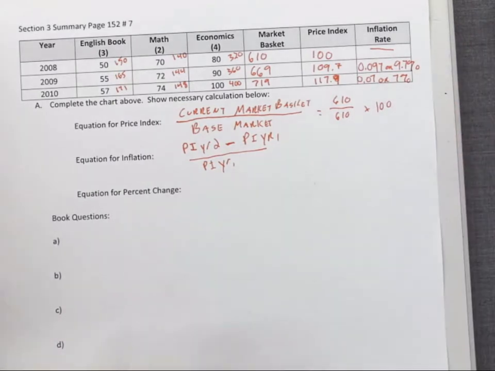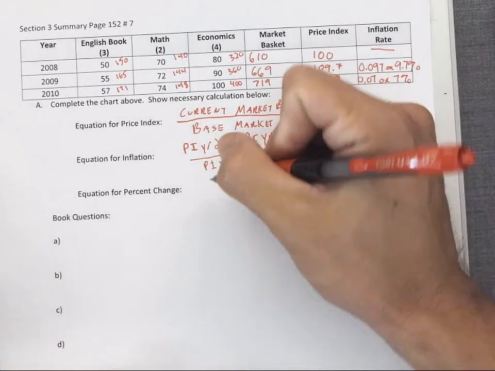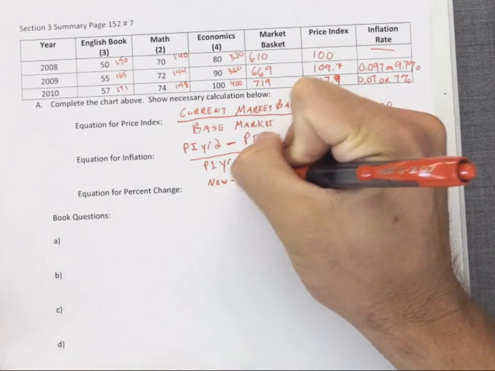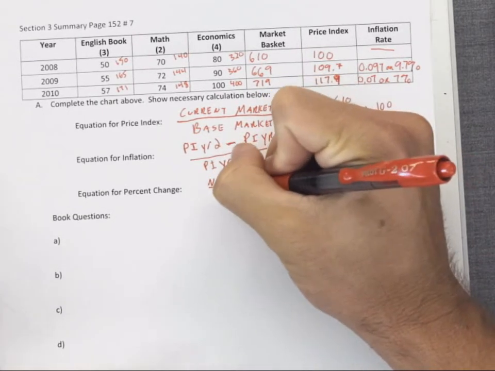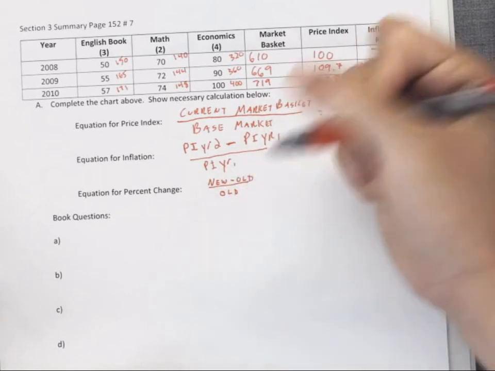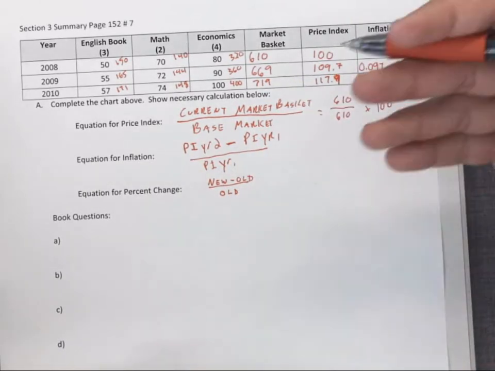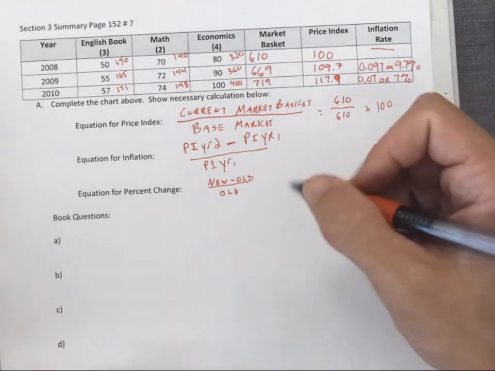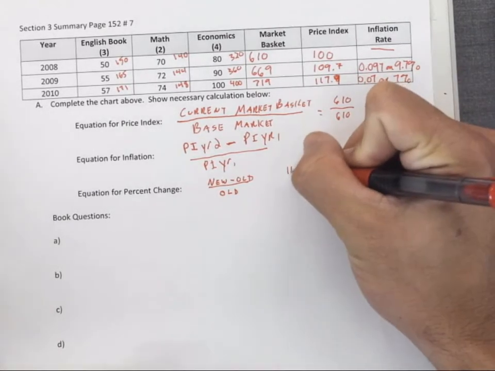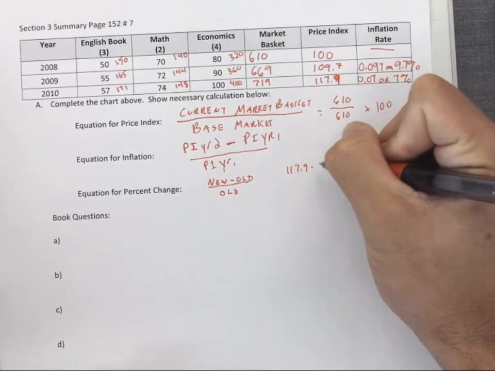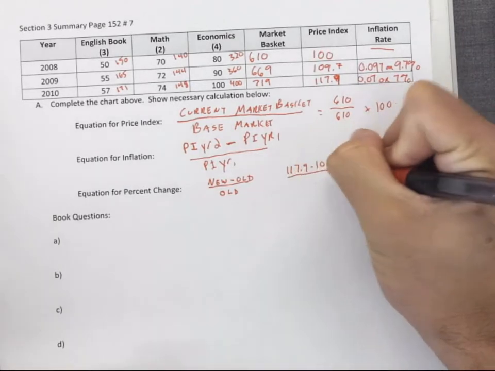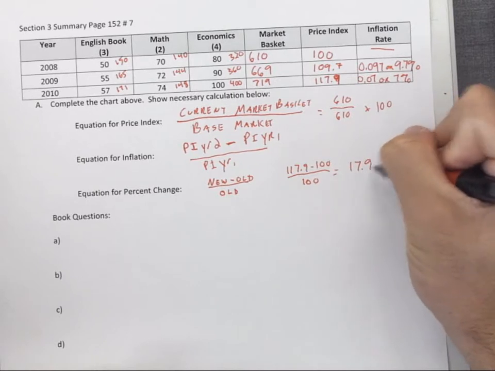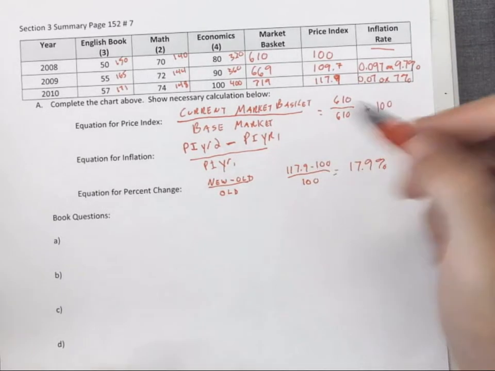That's exactly the same as percent change, because remember, percent change is simply new minus old over old. So what happens if we said, what's the percent change in price level from 2008 to 2010? So we would then say our new is 117.9, our old is 100, divided by 100, and that would be a change of 17.9% is the percent change of price level between those 2 years.